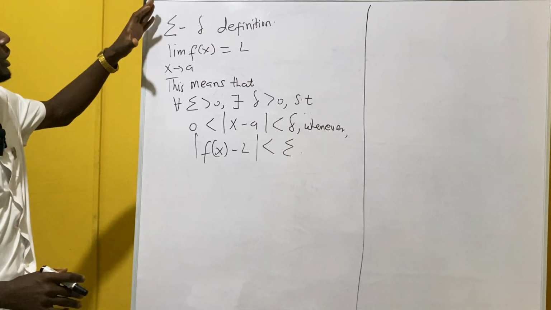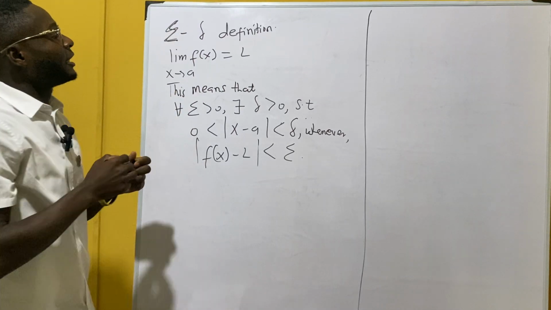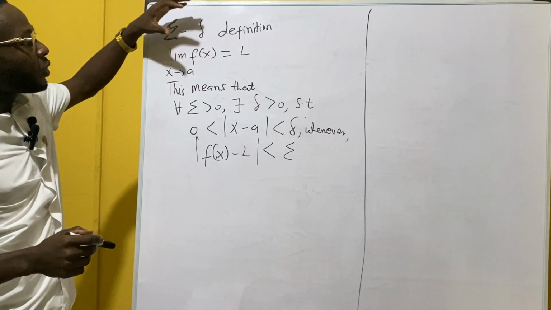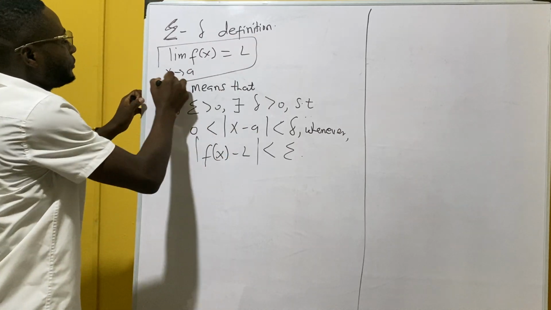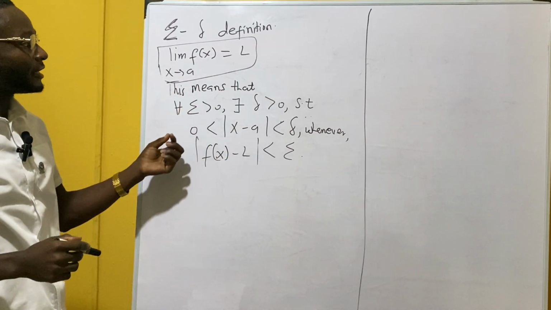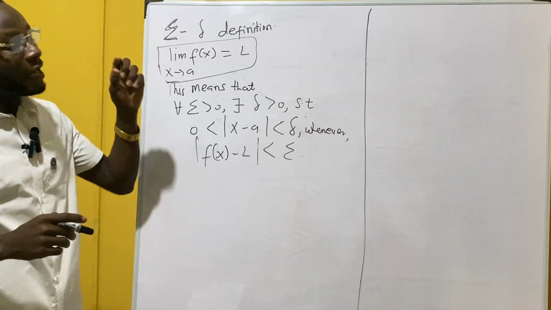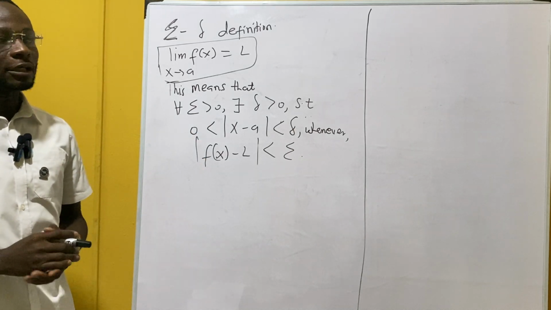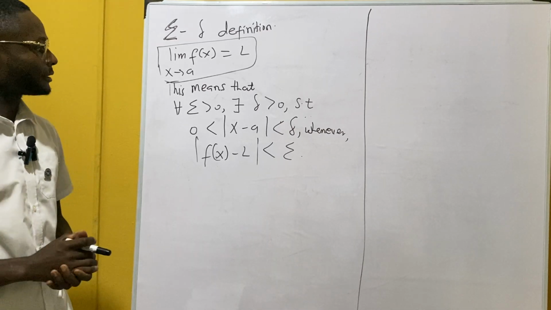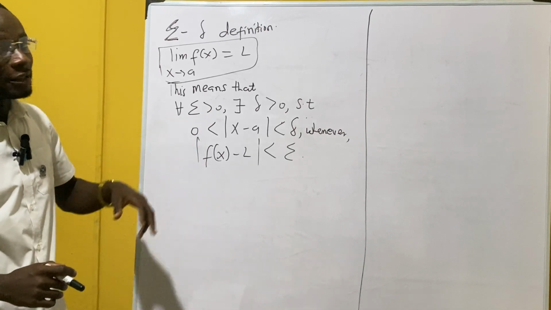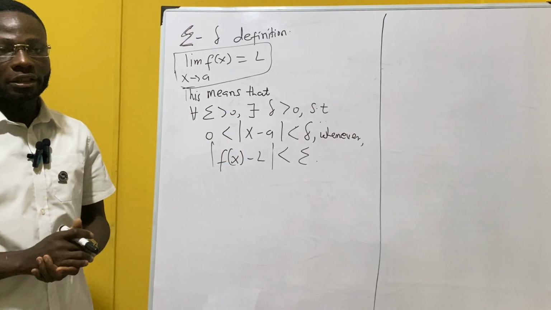So all this means is that, with the epsilon delta definition, for all values of epsilon, it should be greater than 0. Epsilon doesn't take a negative number, so it must be greater than 0, right? Such that delta is also greater than 0.